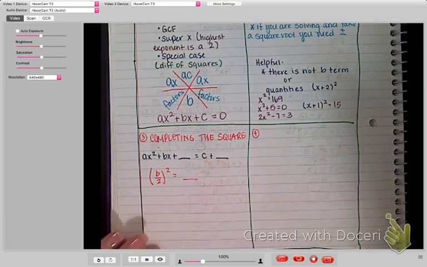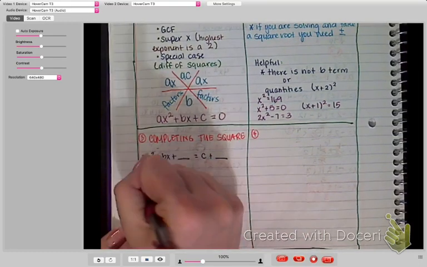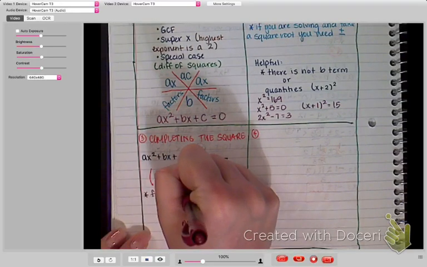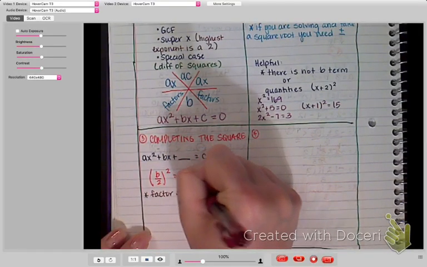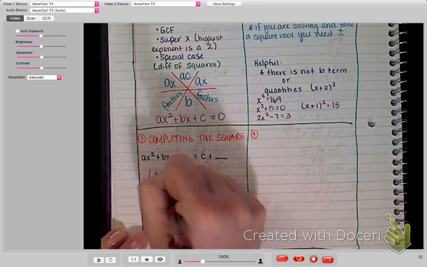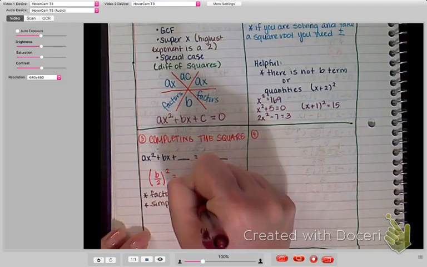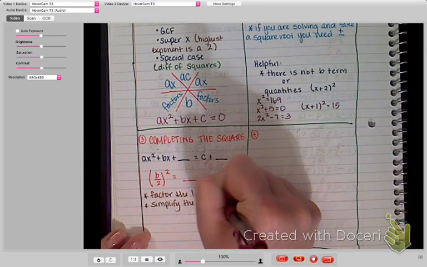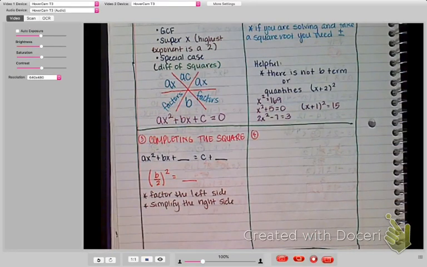Some things to remember. Once you fill in the blanks, you are going to factor the left, and you're going to simplify the right. And I'll add the word side there. So factor the left side, simplify the right side.